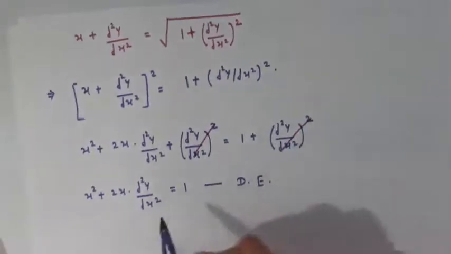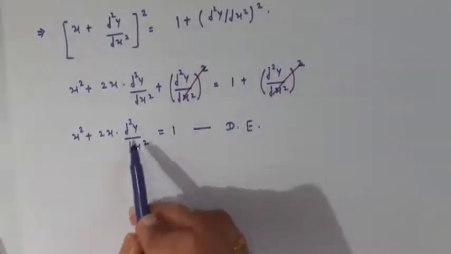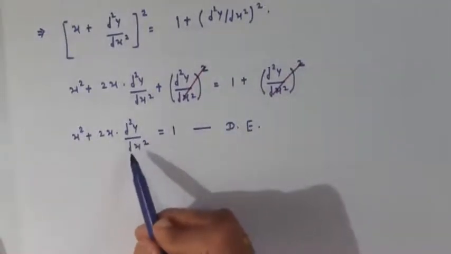Now let us find out its degree and order. So here d2y by dx square means second order.